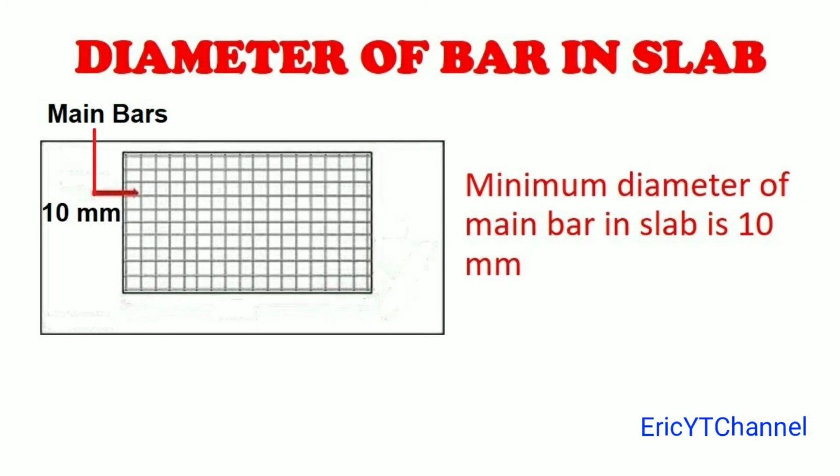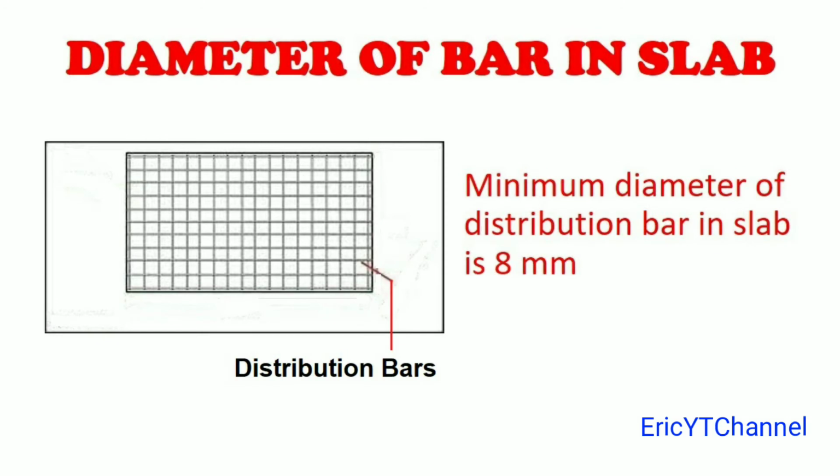Diameter of bar in slab. Specification is minimum diameter of main bar in slab is 10 mm. Diameter of bar in slab. Specification is minimum diameter of distribution bar in slab is 8 mm.